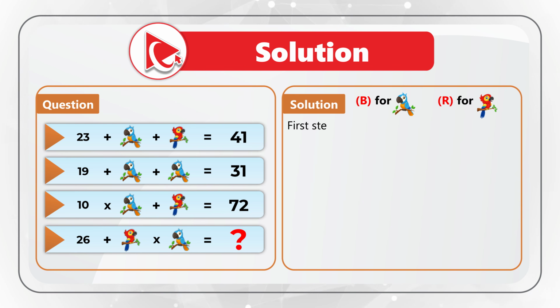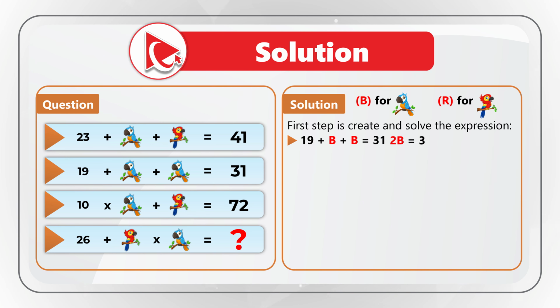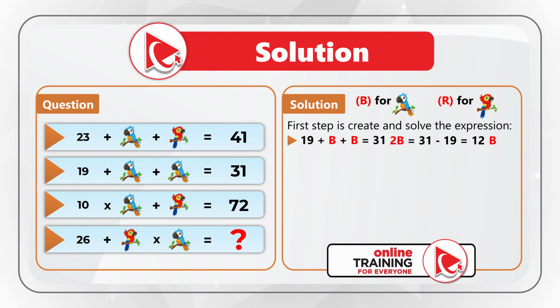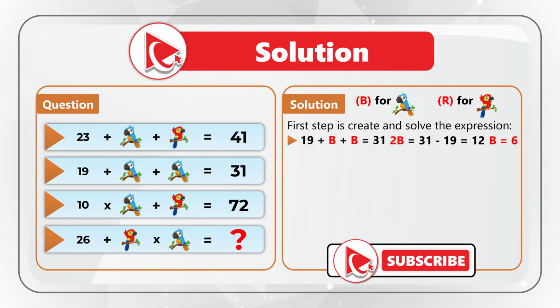So the first step here is to create and solve an expression. And the easiest one to solve is the second expression with 2 blue parrots. 19 plus B equals 31, which means that B equals 31 minus 19, which equals 12. Once we solve it, we see that B, blue parrot, equals 6.